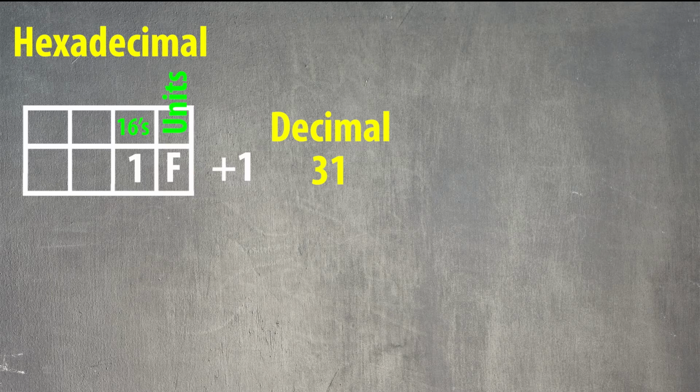We have to add another 16, giving 20 or 32 decimal. In this way, we can count all the way up to FF. Can you work out what that would be in decimal? Pause the video if you want to have a go.